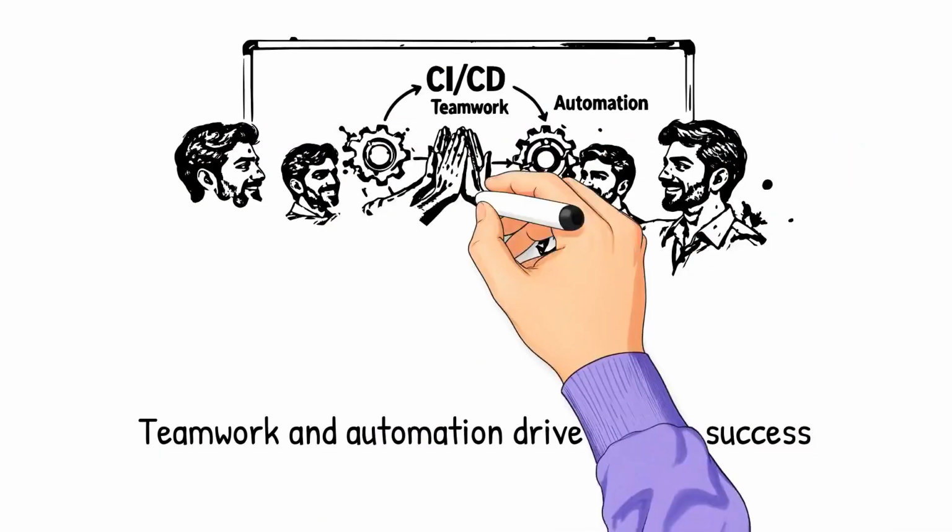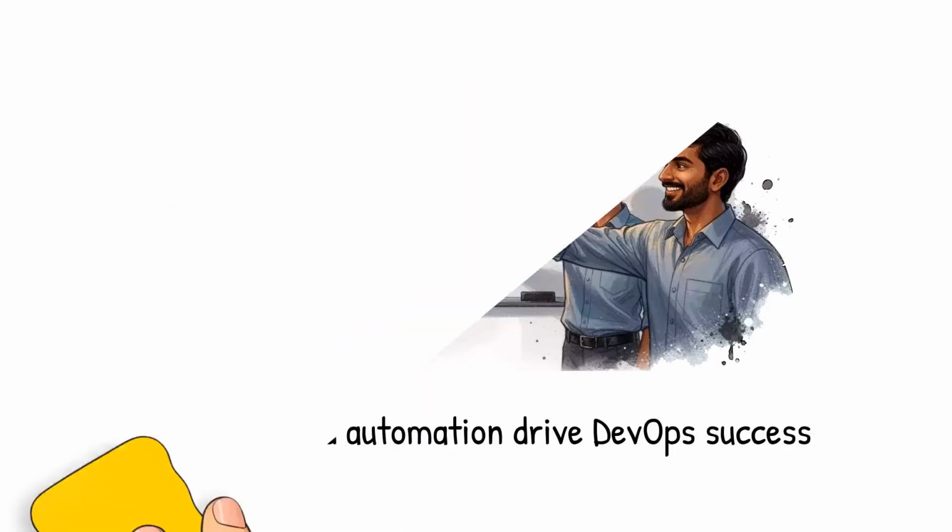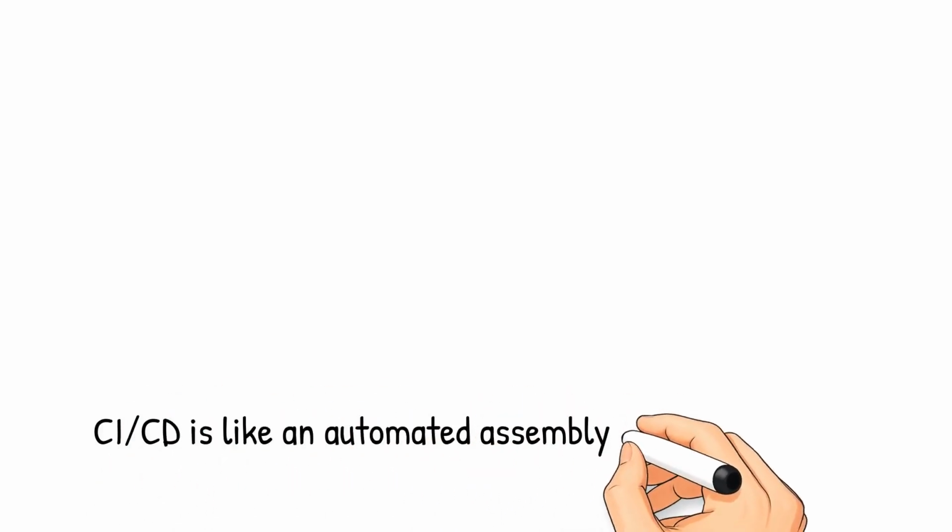Now, the heart of all this automation has a name you should know: CI/CD. CI/CD stands for continuous integration and continuous delivery. Don't worry about the big words. Here's the simple picture. Think of it like an automated assembly line in a factory.